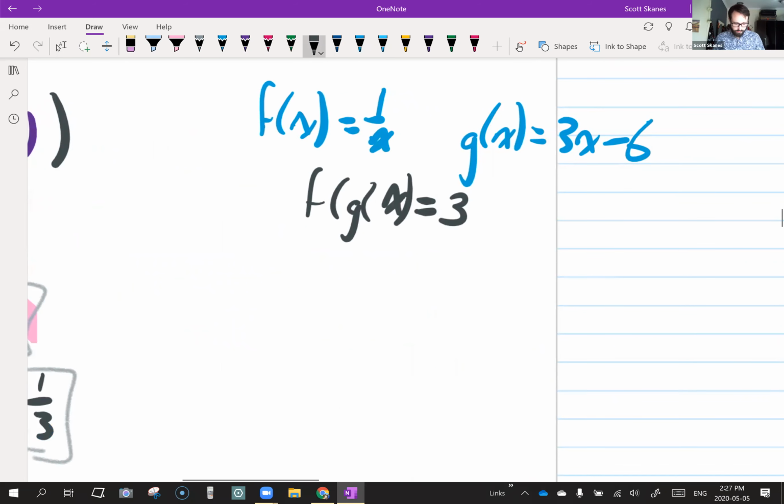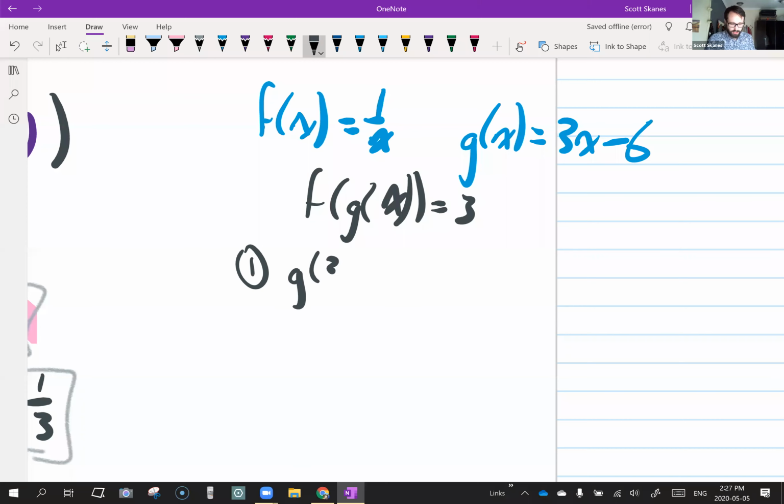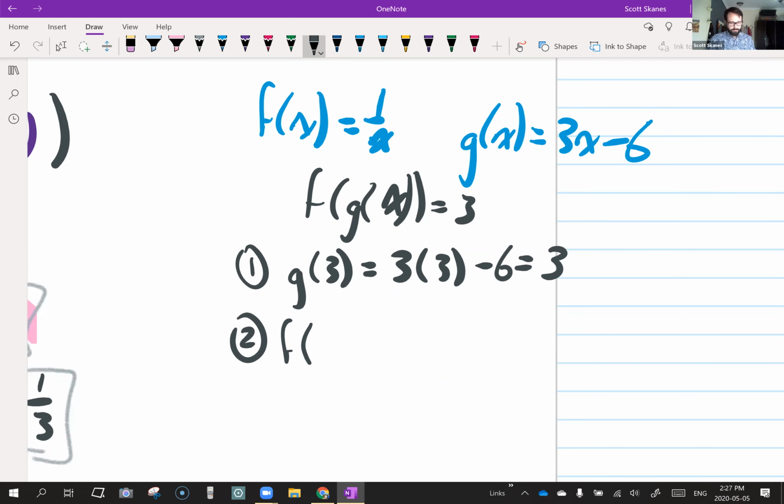Sorry, I'm a little messy today. What you can do, you can put 3 into the g first. So the first step, you would say, what is g when x is 3? So 3 times 3 minus 6 would give 3. And then the second step, you would have f and put this 3 into it, put this answer in. And it should give the exact same thing.